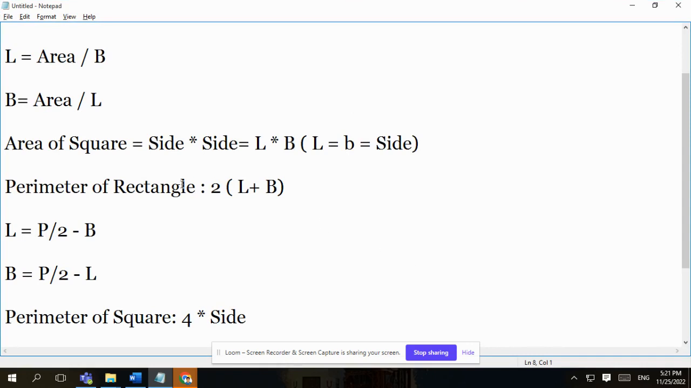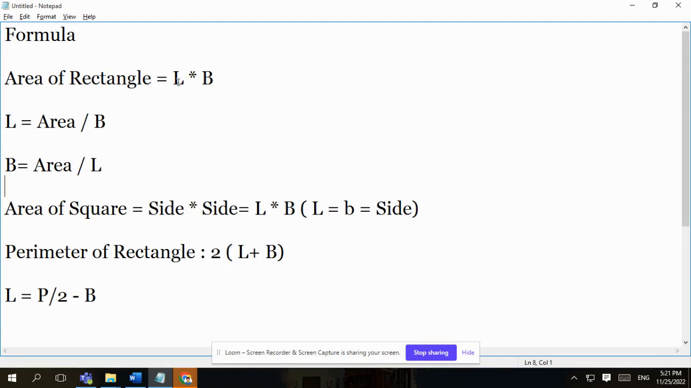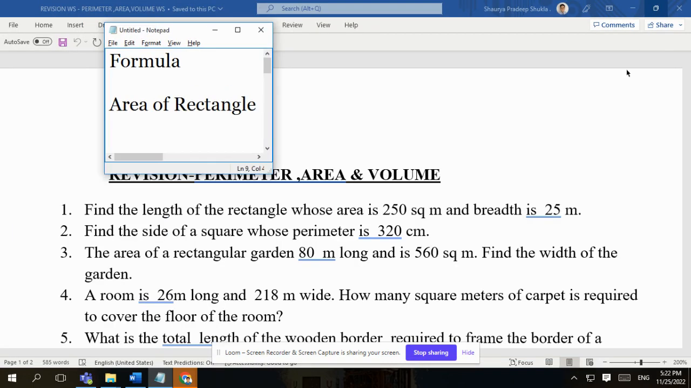And in the case both of them are the same, it's called side. So if you see, the formula of area of a square is nothing but the same formula as area of a rectangle, that is L multiplied by B. But in the case of a square, L and B are the same, which we call side. That's why the area of a square is side square. It's called side into side.